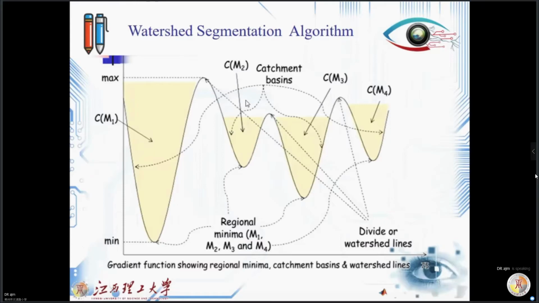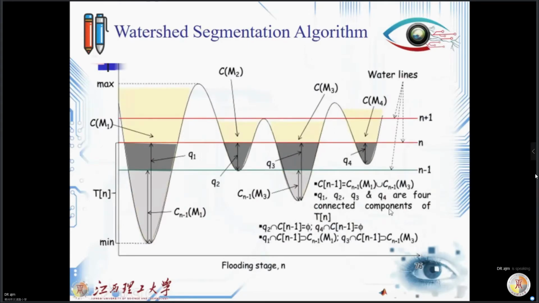These minima are the regional minima that you have, M1, M2, M3, and M4. Then the gradient function shows the regional minima, catchment basins, and watershed lines as in this figure. And if we go ahead to Q and know the value of Q, which are the connected components Q1, Q2, and Q3, we can show them in this gray color on the image. Then CN-1 M1, CN-1 M3, and so on can be shown as the white, gray, or lighter gray on the figure.